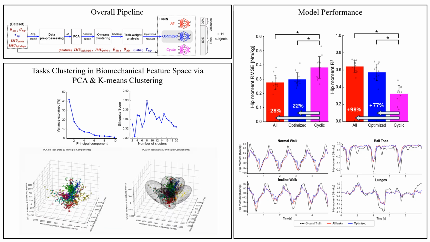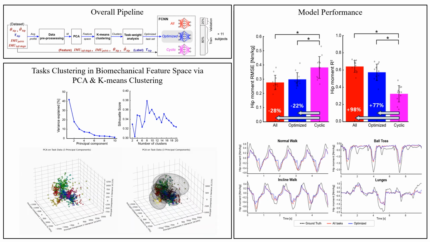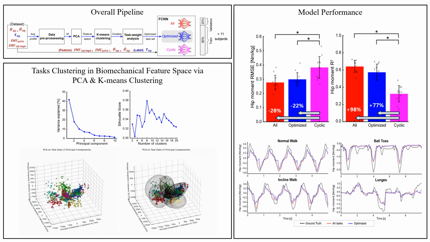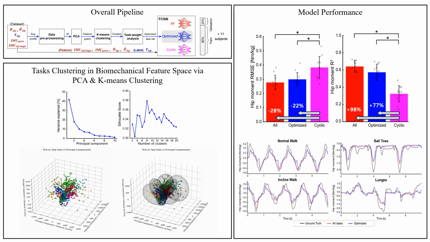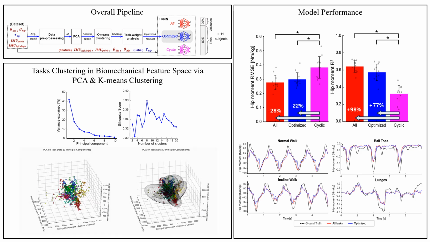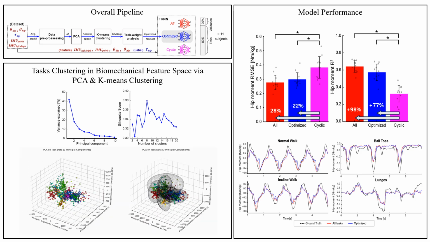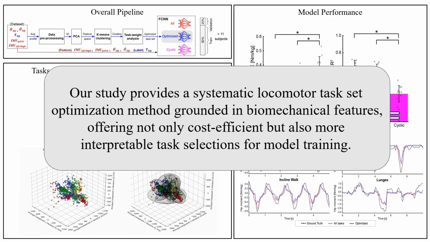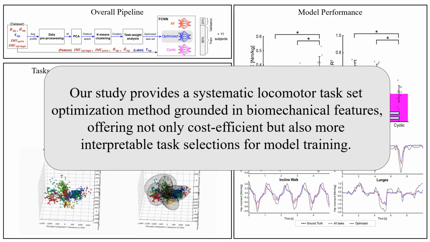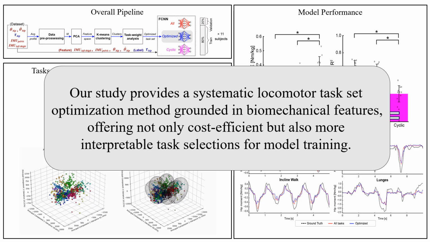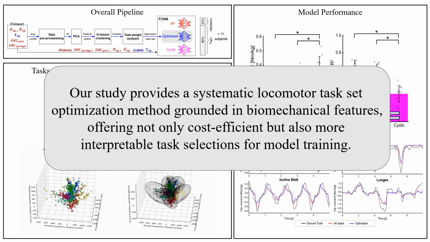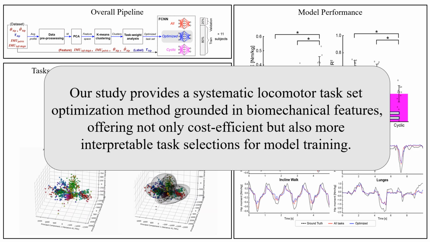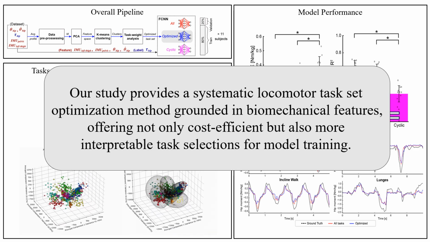This suggests that these difficulties are not stemming from the training task set, but from the limitations of using a simple FCNN model and the inherent challenges of predicting non-cyclic tasks using only kinematic data. Overall, our study provides a systematic locomotor task set optimization method grounded in biomechanical features, offering not only cost-efficient but also more interpretable task selection for model training.